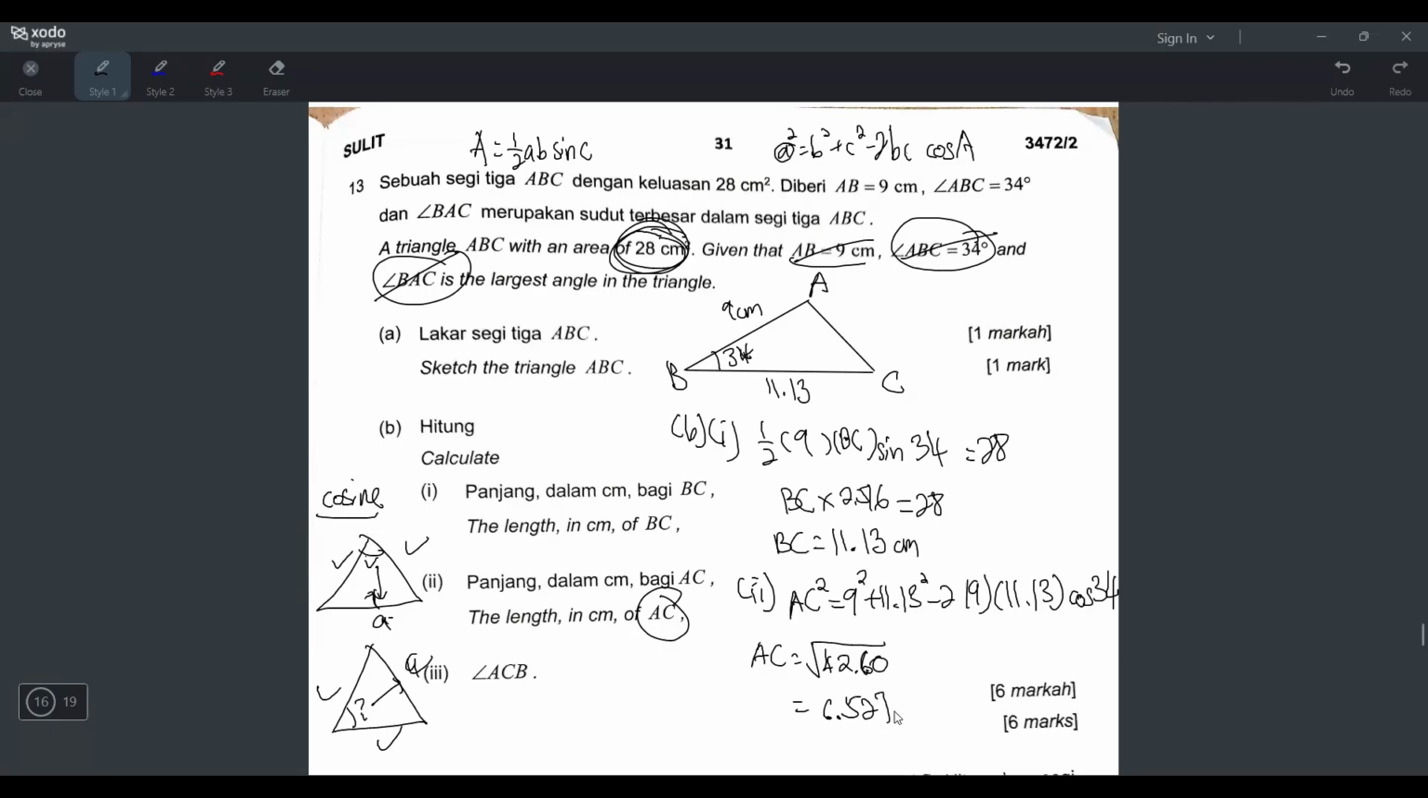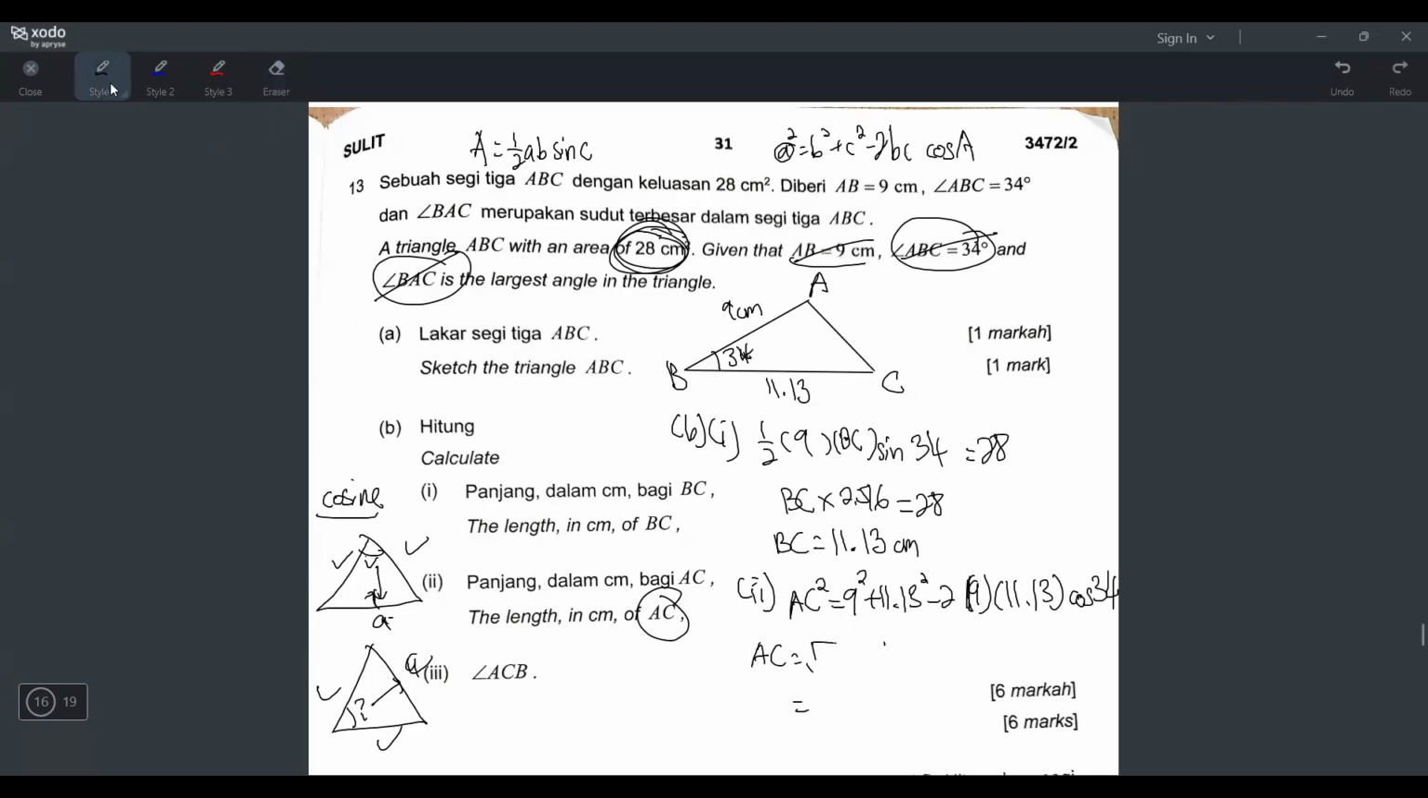Okay, wait, why is it not the same as the scheme? 9 square plus 11.13 square minus 2. This one is 9, right? This is 9. Okay, let me press one more time because maybe I made a mistake. Okay, let me press again. 11.13 square minus 2 times 9 times 11.13 times cos 34. Okay, I think I pressed it wrongly. Yeah, I pressed it wrongly. This is not 42.6.